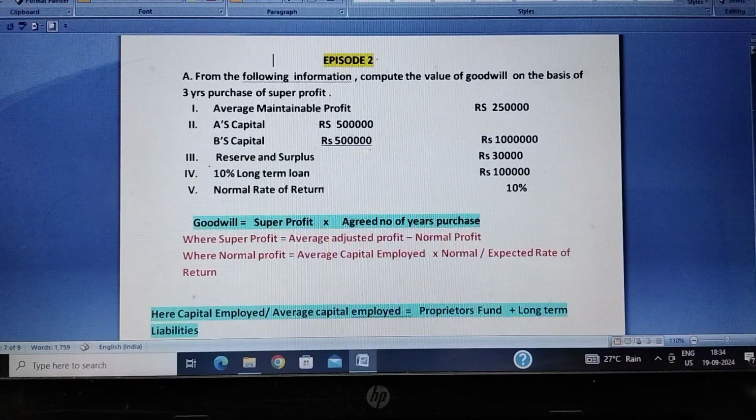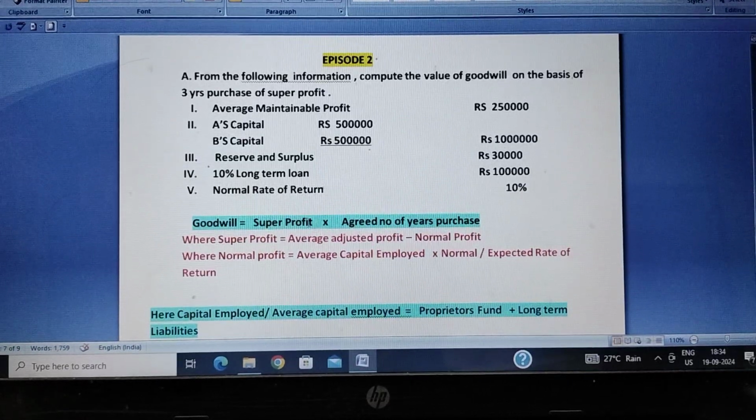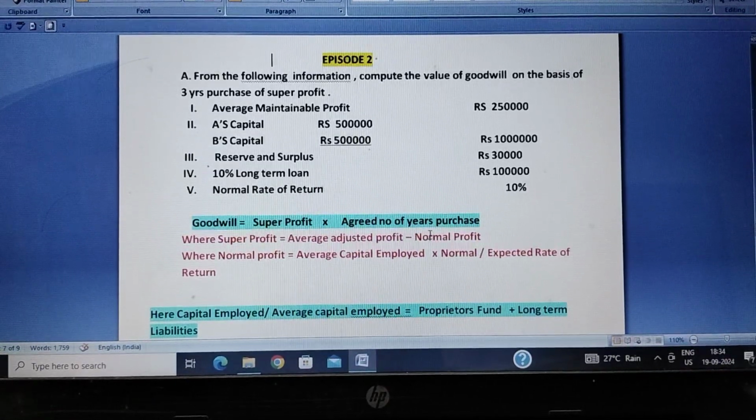See, in order to calculate goodwill, we need to apply this formula. Goodwill is equal to super profit into agreed number of years purchase, where super profit is equal to average adjusted profit, given as 2,50,000, minus normal profit. How do you calculate normal profit?